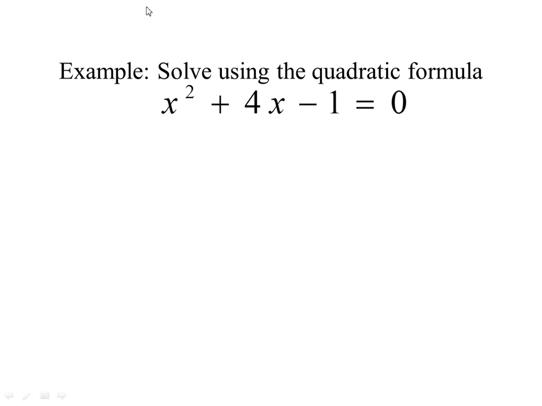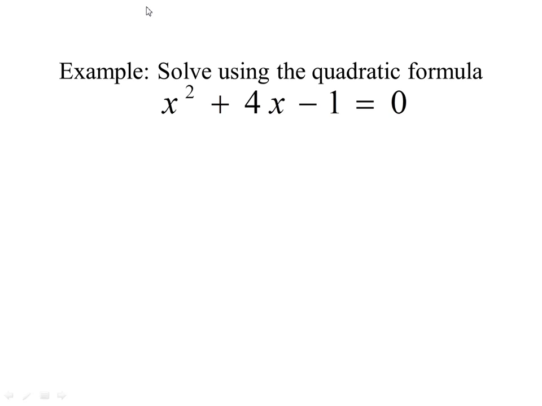Negative 4. Keep going. Plus or minus square root. 4 squared minus 4 times 1 times negative 1 all over 2 times 1. Very good. Opposite of b, plus or minus square root of b squared minus 4 times a times c all over 2 times a.